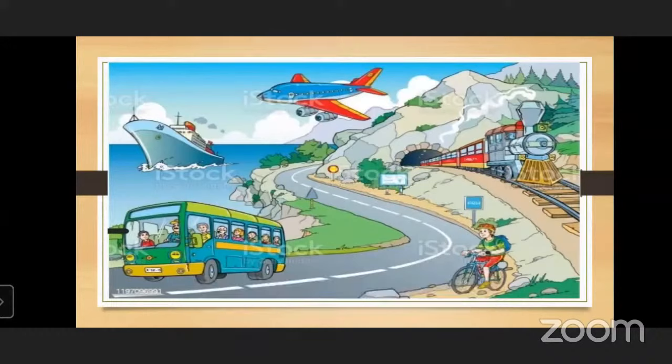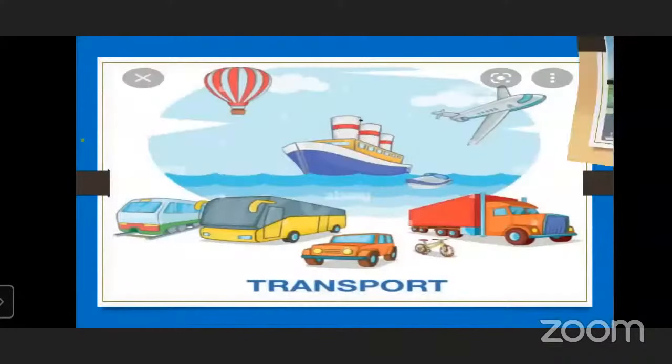Okay, for what purpose are we using these vehicles? Why are we using these vehicles? Can you tell? Transport. Yes, transport, or we can say for traveling purpose. We are using all these vehicles for our traveling purpose, for carrying things from one place to another. So today we are going to see the topic that is transport.